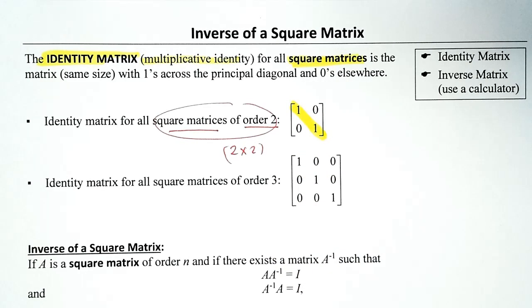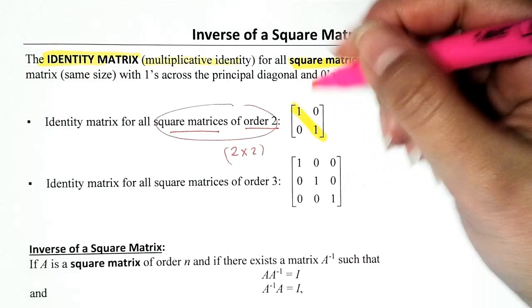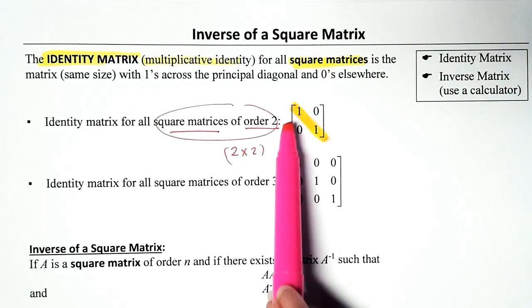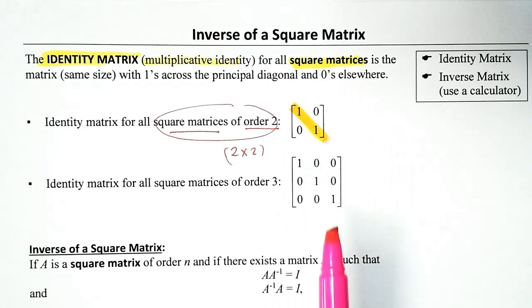That color wasn't really hot. So the identity matrix for a square matrix of order 2, or 2 by 2 matrix, is the matrix where we have 1s along the diagonal and 0 elsewhere.